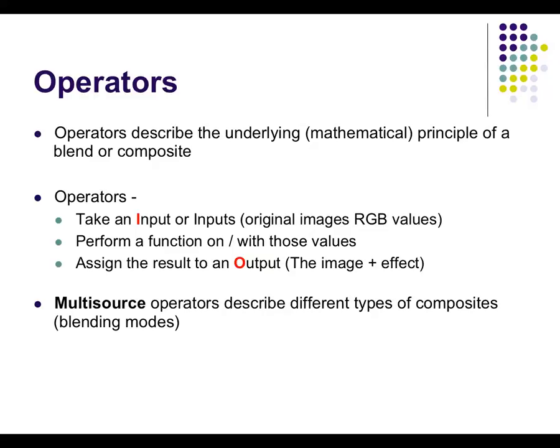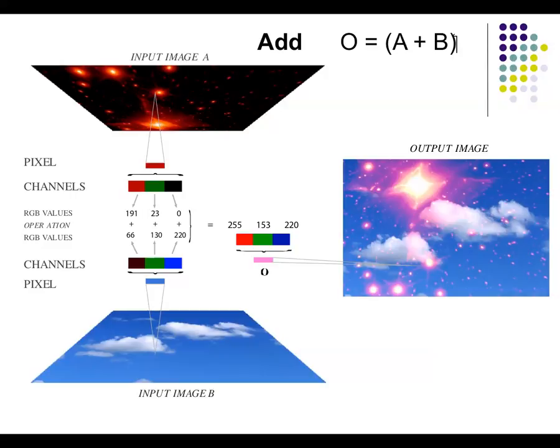Now, multi-source operators specifically describe composites between two different inputs, two different layers. Okay, and two different layers can also be two identical layers. It's just the fact that you have more than one layer being used. Now, you are actually familiar with operators, whether you know it or not, if you've used any kind of an add composite or a multiply or an overlay or anything like that.